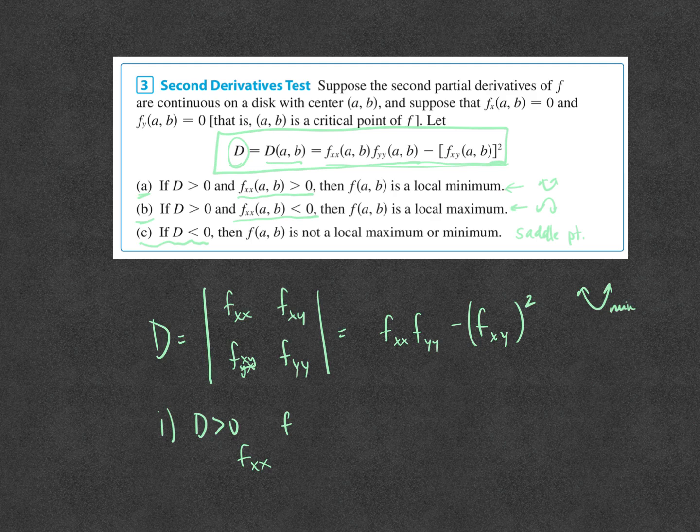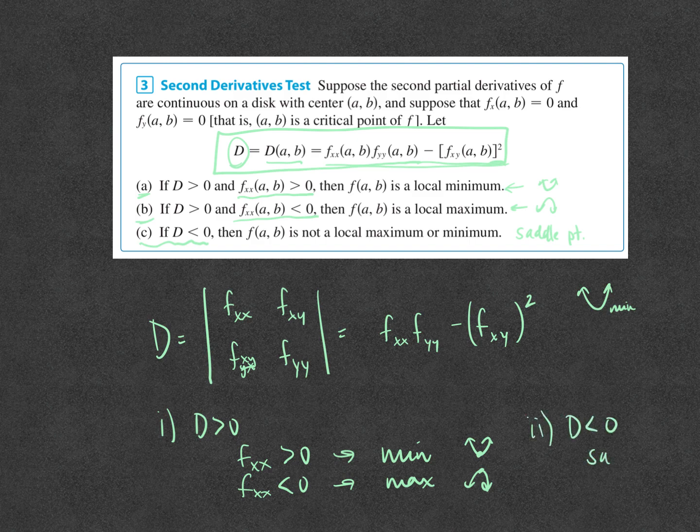If your second partial derivative with respect to x is positive, then you have a local minimum. If your second derivative with respect to x is negative, then you have a local maximum. And I always think about it this way: if it's positive, you have a parabola opening up, so you have a minimum. If it's negative, you have a parabola opening down, so it's a maximum. Your second case is if D is negative, then you have a saddle point.